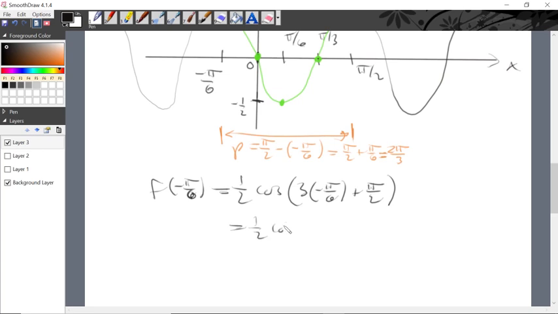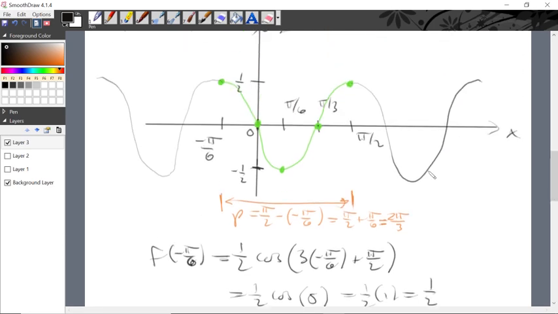So this is 1/2 times the cosine of, well, this is negative 3 pi over 6, which equals negative pi over 2, plus pi over 2, that equals 0, and the cosine of 0 is equal to 1. So 1/2 times 1, which is equal to 1/2. So confirmed, yes.